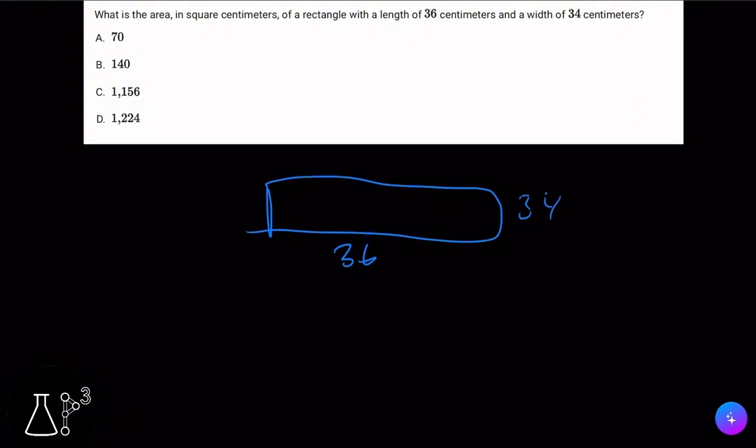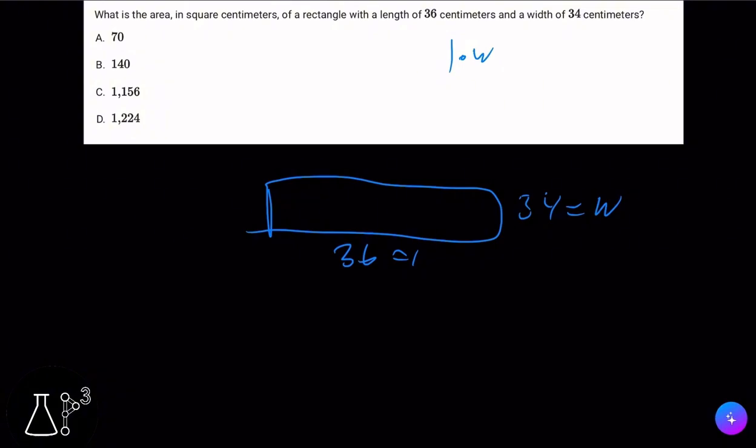Now in your reference sheet, you can find the area of a rectangle by doing length times width, and that'll give you the area. So L equals 36, and our width equals 34. So what I want to do is multiply 36 times 34, and that will give me my answer. And if you plug it into a calculator, you get the answer.